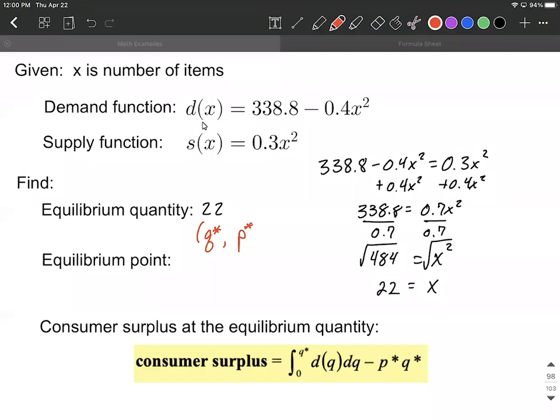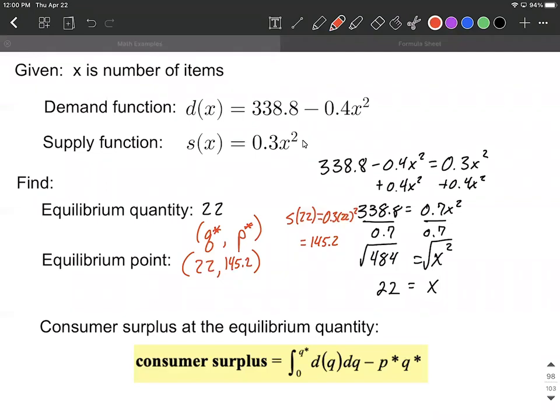So what we can do is either plug into the top, the demand function, or the supply function. They should result in the exact same output. I'm going to elect to plug into the supply function because it's a little bit shorter. So 0.3 times 22 squared, and this is going to turn out being 145.2. So basically we have this ordered pair that goes 22, comma 145.2.